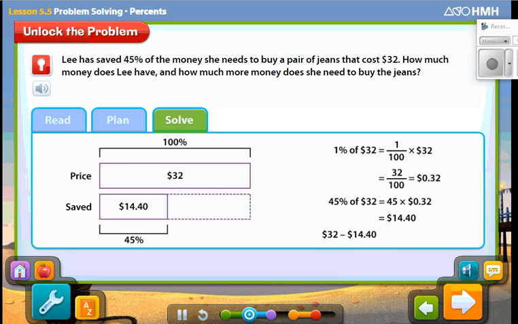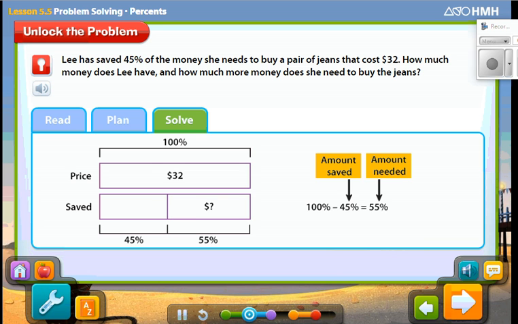How much more money does Lee need to buy the jeans? You can subtract the amount Lee has saved from the total amount she needs. What's $32 minus $14.40? $17.60. So Lee still needs $17.60 to have enough money for the jeans.